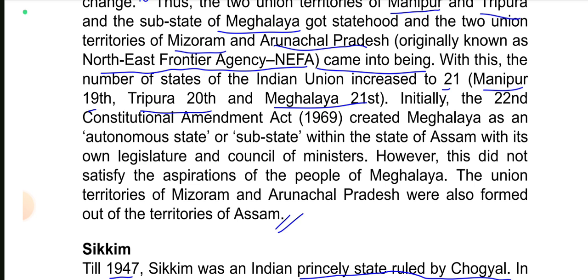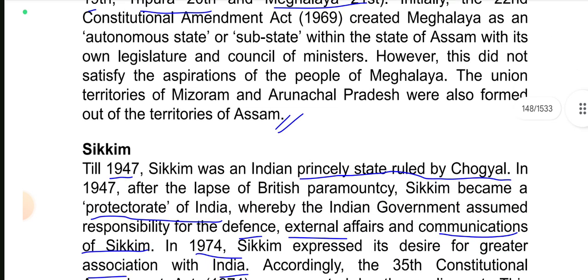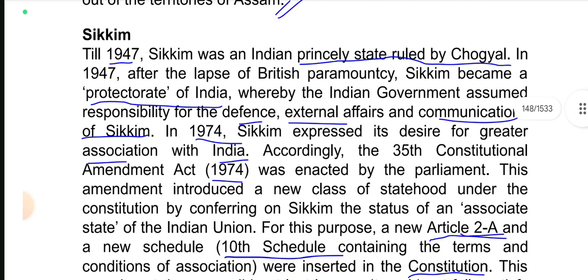Initially, the 22nd Constitutional Amendment Act 1969 created Meghalaya as an autonomous state or sub-state within the state of Assam, with its own legislature and Council of Ministers. However, this did not satisfy the aspirations of the people of Meghalaya. The union territories of Mizoram and Arunachal Pradesh were also formed out of the territories of Assam.